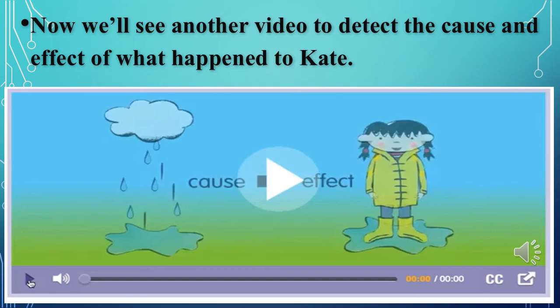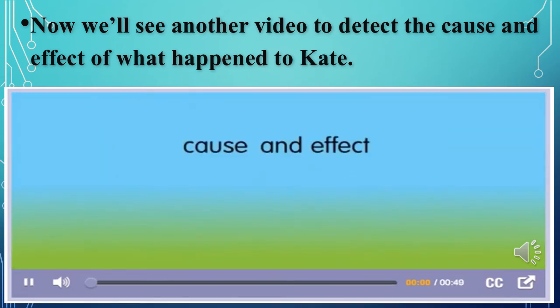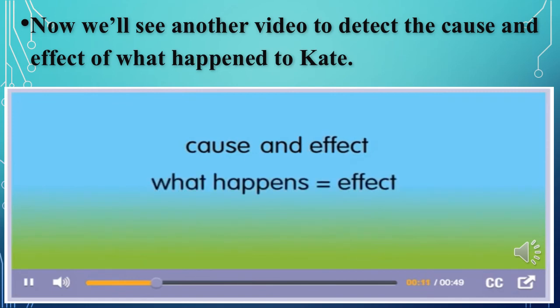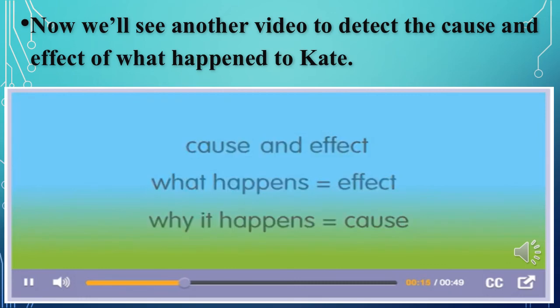Now we'll see another video to detect the cause and effect of what happened to Kate. Cause and effect. When you read, look for what happens and why it happens. This is cause and effect. What happens is the effect. Why it happens is the cause.